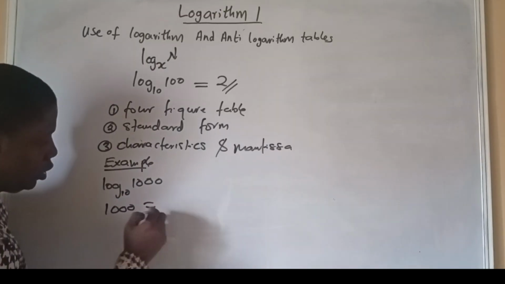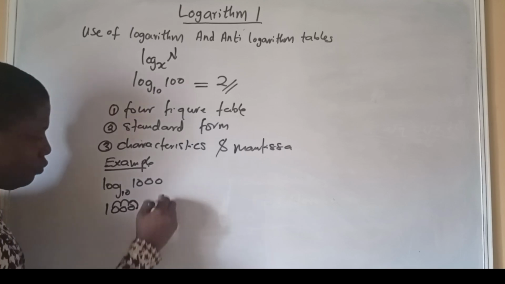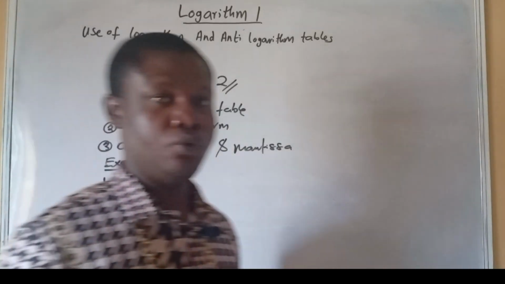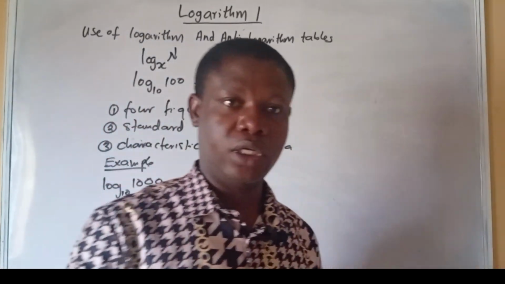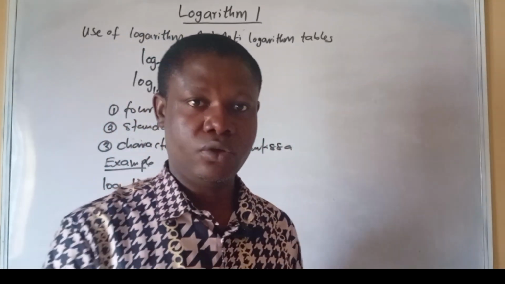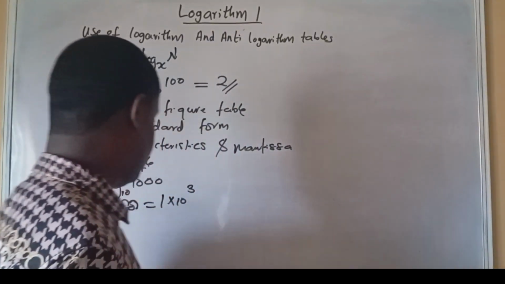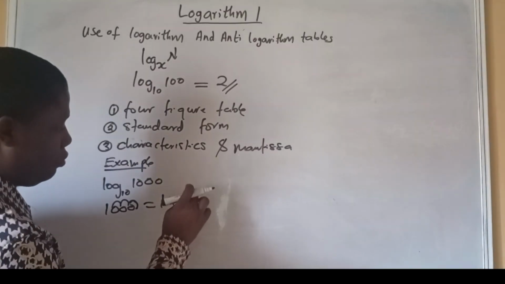1000 will give us 1 times 10 raised to the power of 3. So if you don't know your standard form, you can refer to our video under that. We have done a video for standard form, so you can just search for it and you will see it. So 1000 is 1 times 10 raised to the power of 3.